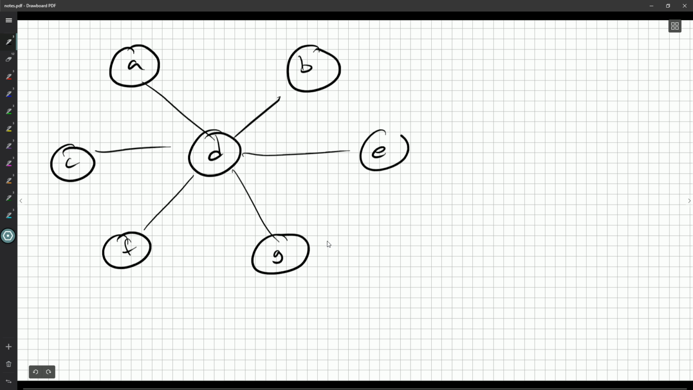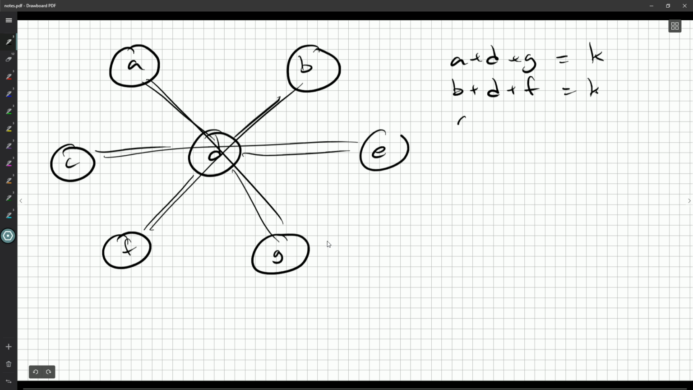Now I know that if I were to add up A, D, and G, I would get some value K, this sum that we're looking for, and I'll get the same K if I do B, D, and F. And that's this line and this line. And same if I do C, D, and E. I should get this K value. Those are the only three equations we can really work with.